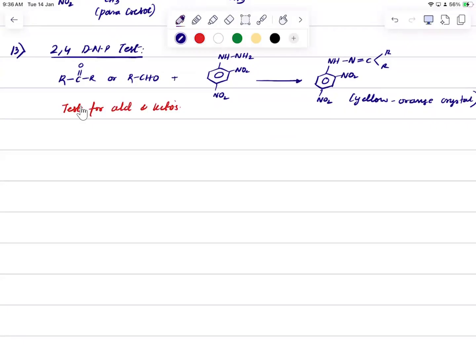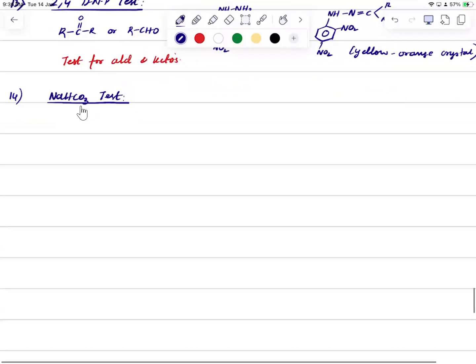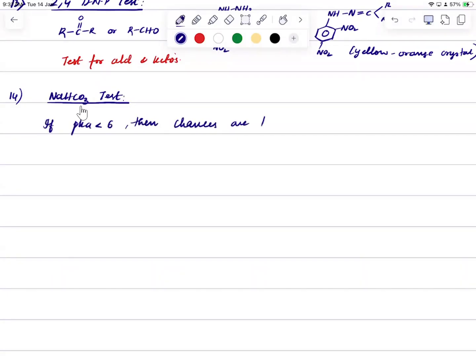Next, 14. Sodium bicarbonate test. Sodium bicarbonate test is simply based on pK values. If pK value is less than 6, then chances are they give a positive bicarbonate test.